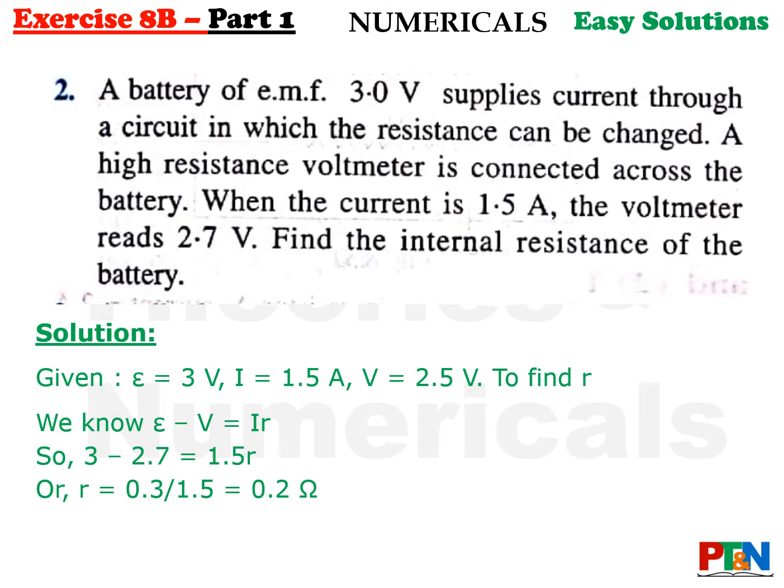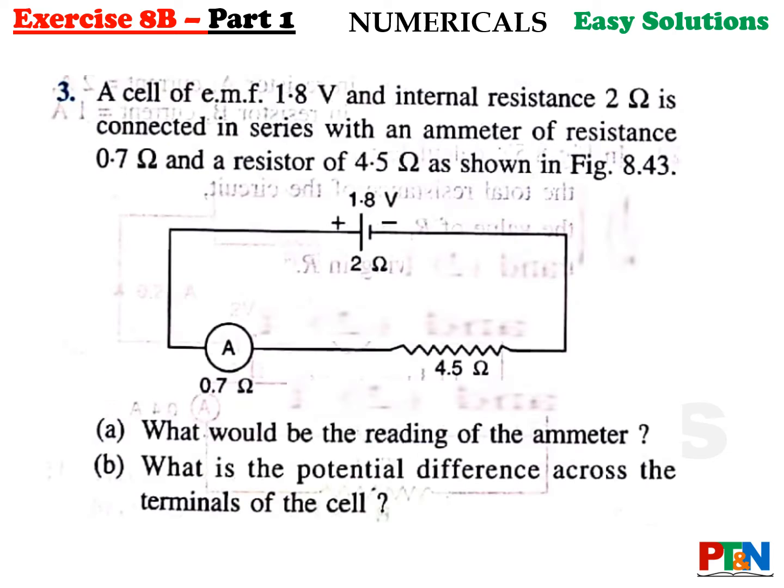What has been given? EMF 3 volt, I 1.5 ampere, and terminal voltage V is 2.7 volt. We need to find small r. So we know the relation E minus V is equal to I into small r. So 3 minus 2.7 is 1.5 into small r. You get the value of small r as 0.2 ohm. Easy one, right? Next numerical.